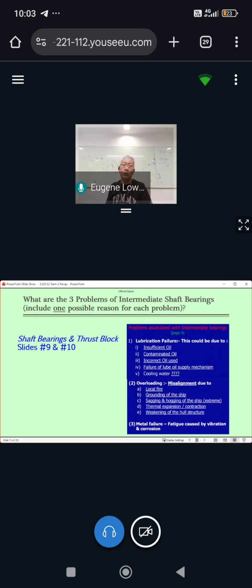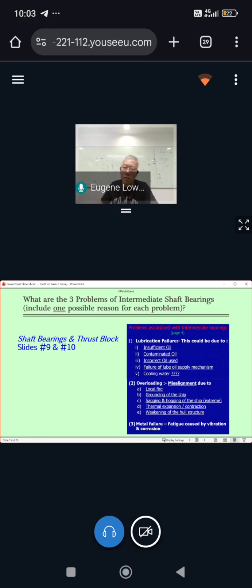Another reason could be failure of the lube oil supply mechanism. Remember, in the intermediate shaft bearing, there is a floating ring that runs around, collects oil from the oil sump and brings it up to the top, and there's a deflector there that spreads the oil around the shaft, and the oil will be squeezed into the bearing, right? Or it could be a cooling water problem, either too much cooling water or too little cooling water, right? You know that the oil will get heated up over time, right?